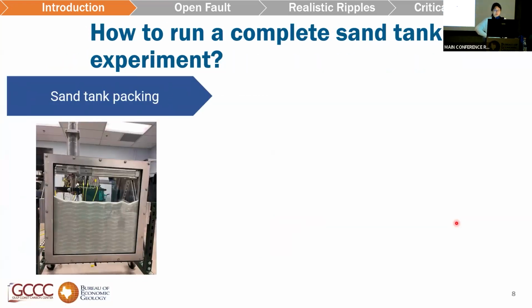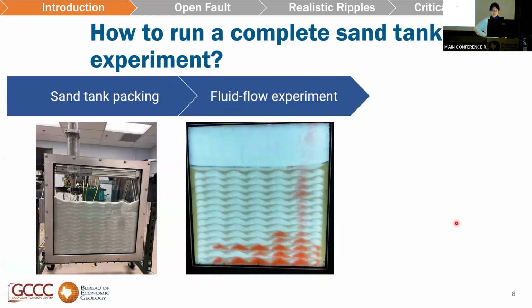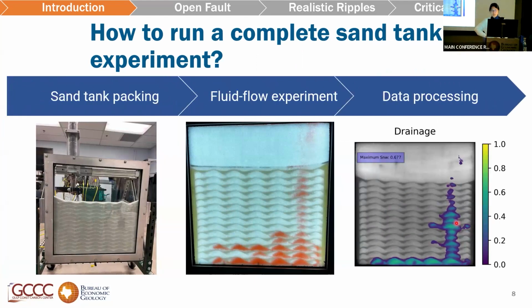And in order to run a complete sand tank experiment, first we pack the sand tank with any kinds of engineered heterogeneities that we want, then conduct the fluid flow experiment. Each experiment lasts about a week to conduct. Finally, we extract these high-resolution images and post-process them on the computer. And here you're seeing a false-colored CO2 saturation map that can quantify the amount of trapping and also the plume pattern within the sand tank.